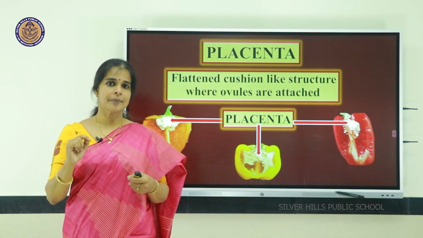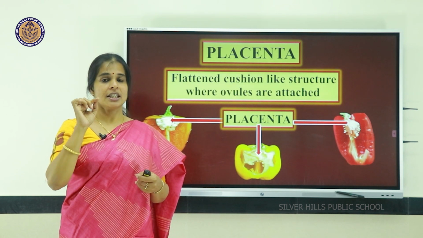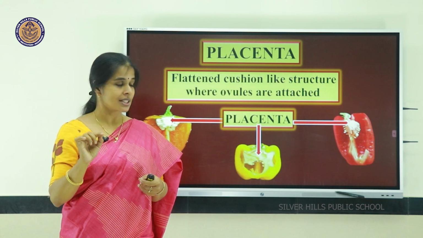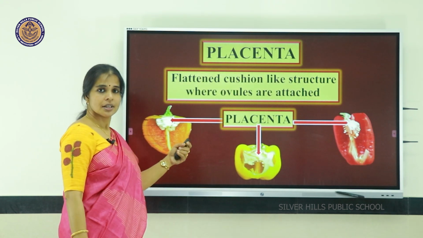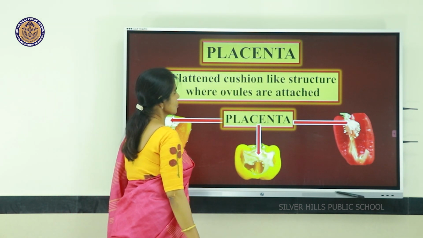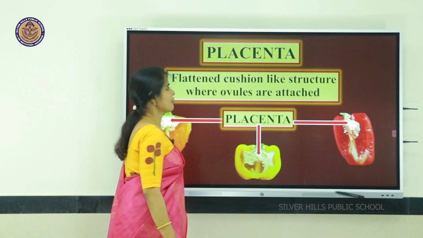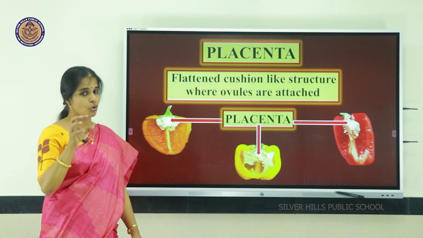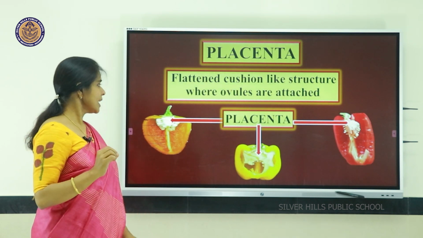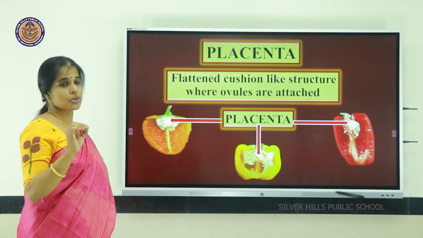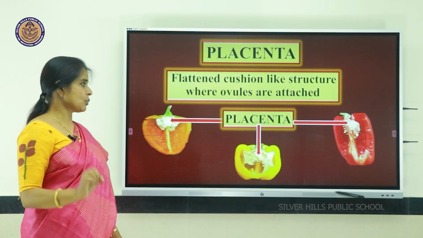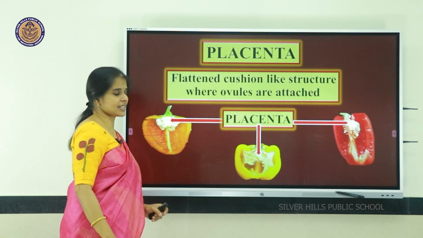So, what is placenta? The ovules, the female gamete, are attached to the ovary by a flattened cushion-like structure, because the ovule is the most delicate, tender part. This has to be attached properly. The attachment is on a flattened cushion-like structure. This flattened cushion-like structure where the ovules are attached, that we call the placenta.